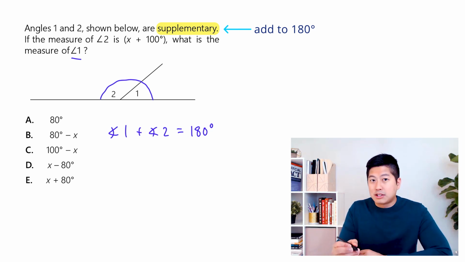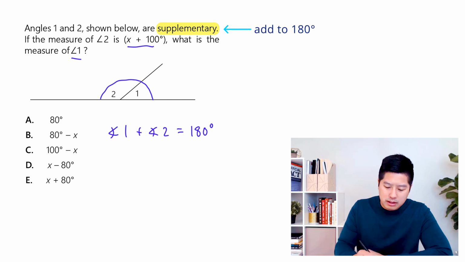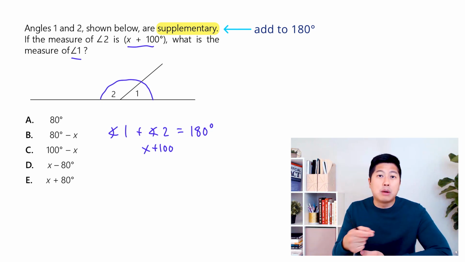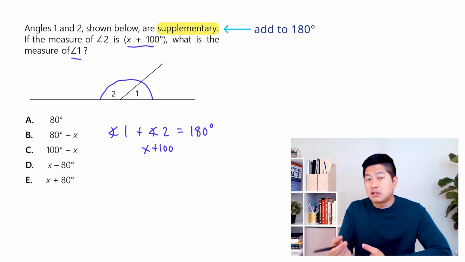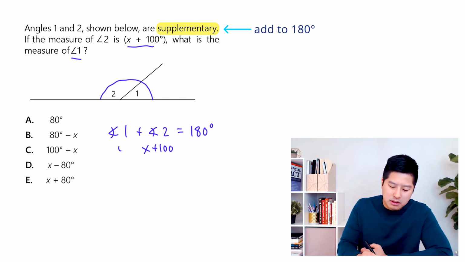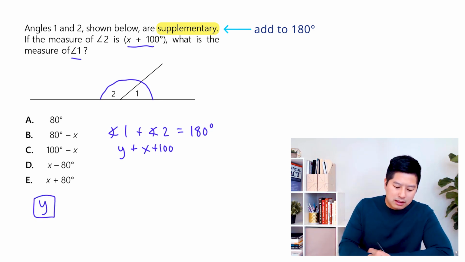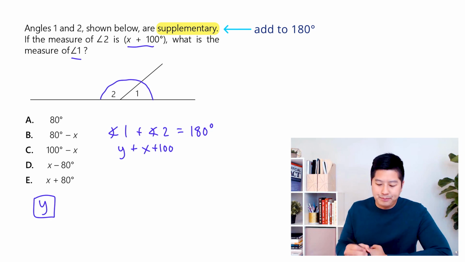Now let's fill in the rest of the information. Angle 2 is x plus 100. Now, for angle 1, we might be tempted to use x, our favorite variable, but we shouldn't, and we can't, because they already use x to define angle 2, and we can't assume that angle 1 is just the variable x. So let's use our second most favorite variable y. And because we're looking for angle 1, let's just remind ourselves that this is the answer we're looking for.